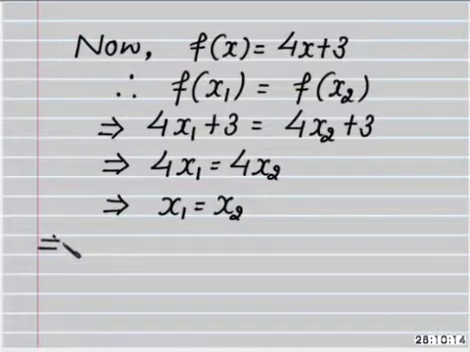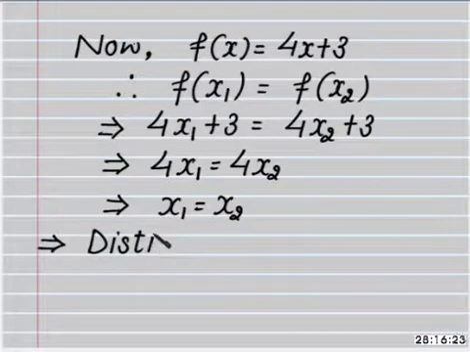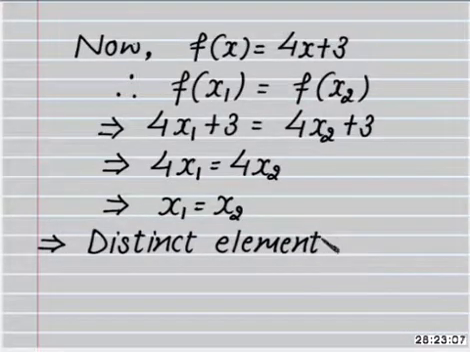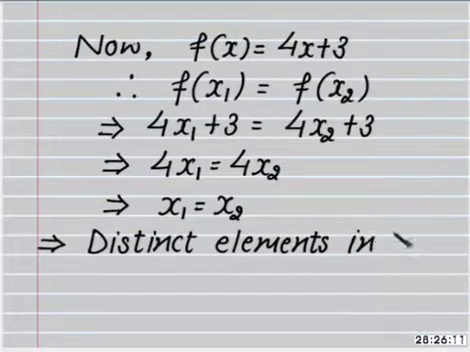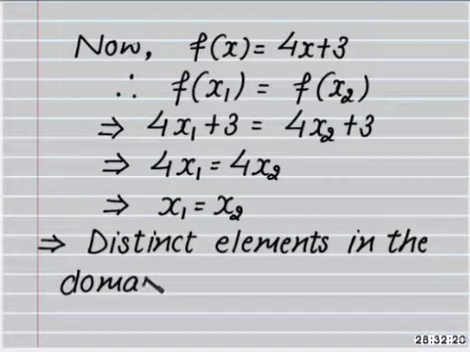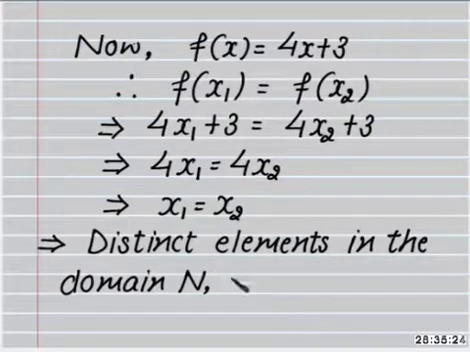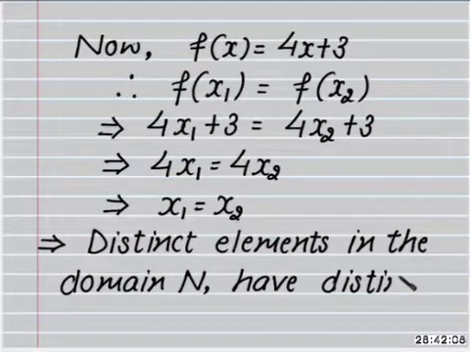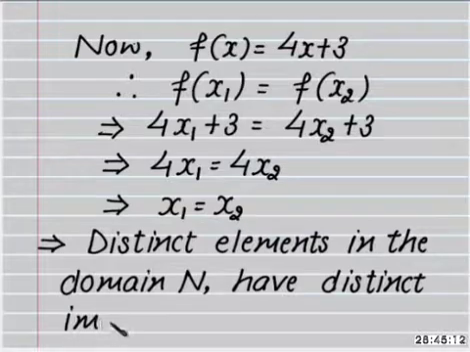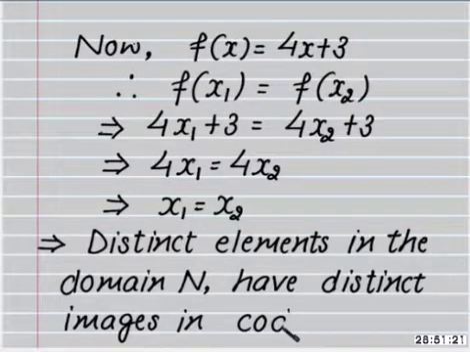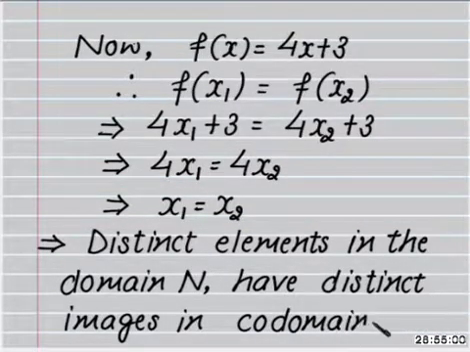So this implies distinct elements in the domain N have distinct images in codomain N.